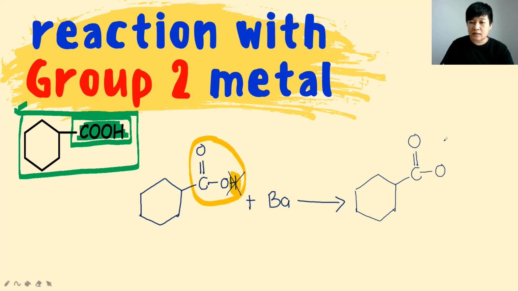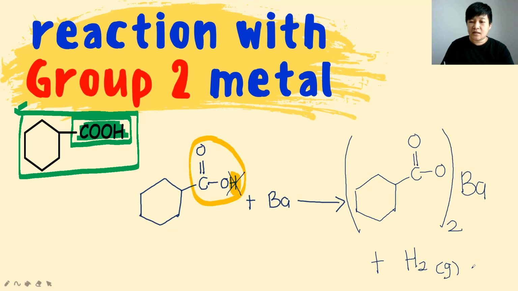But what is the change? The O over here, we need 2 of this group, because Ba is a group 2 metal holding 2 positive. So Ba1 but COO2. Okay? And your byproduct over here is hydrogen gas. And that is your complete chemical equation when your carboxylic acid reacts with your group 2 metal. Okay? Simple. Easy. Very easy. If you realize, it's actually very similar to what you have learned in alcohol. But in alcohol, we focus on the OH.